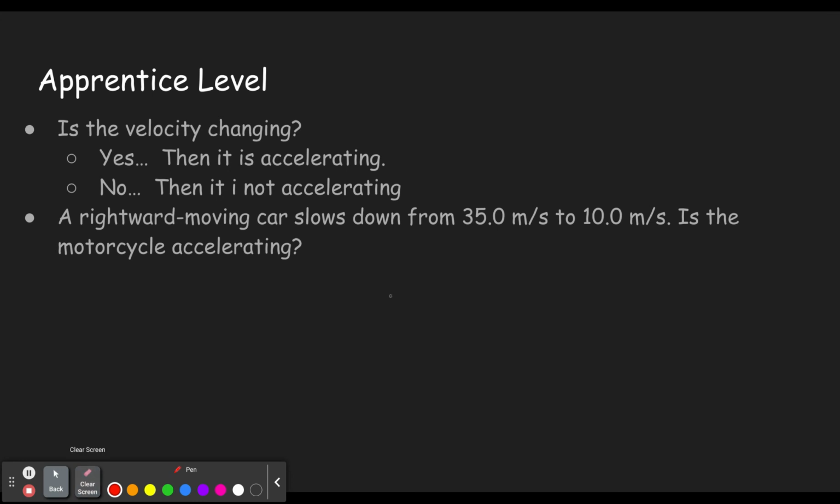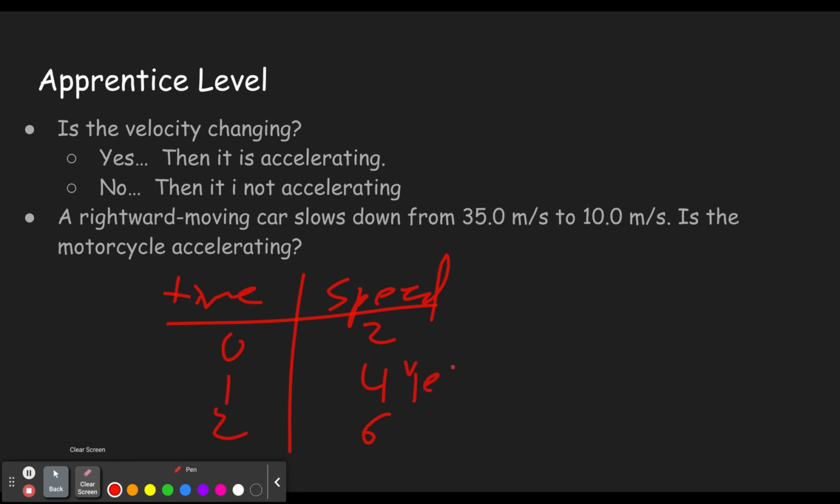The second one you see, I didn't put an example of, but it will have time and speed and a little table. It'll go 0, 1, 2. And if this number is changing to 4, 6, then it is yes, because the speed is changing. If it is 4, 4, 4, then the speed is not changing, so it'd be a no.